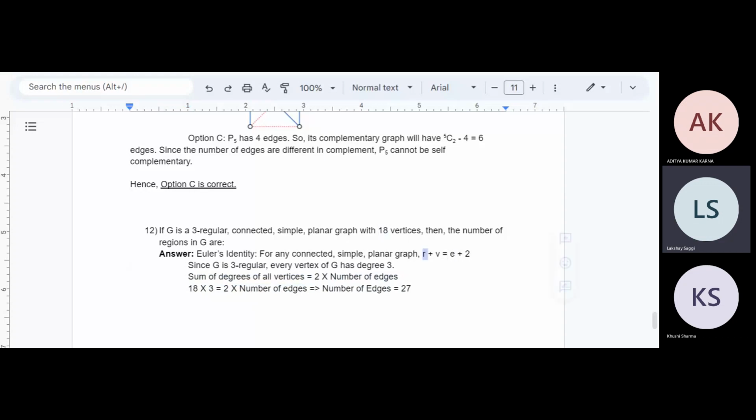Now we can use this theorem. We know V equals 18, and we have obtained E equals 27, and we need to find the value of R. Plugging V equals 18 and E equals 27 into Euler's identity, R plus 18 is equal to 27 plus 2. So R is 29 minus 18, which is 11. So R equals 11, and this is our answer. The number of regions is 11 in this question.